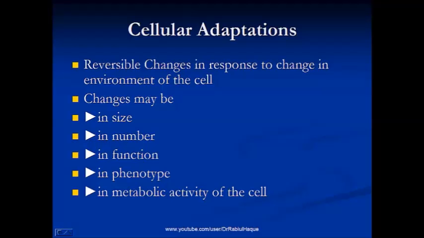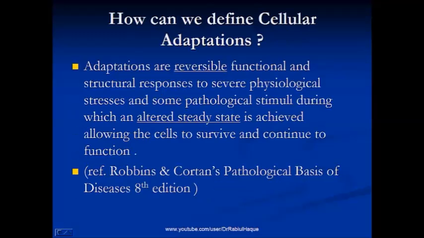So I will go through the definition, but I just want to make a point that always remember cellular adaptation is a reversible change in either the size, the number, the function, the phenotype, or the metabolic activity of a cell in response to changes in the environment of the cell. Now, in your textbook, you will see a long definition of cellular adaptation, and I have also written that here. And in order to get good marks in your written examination, you have to know this definition.